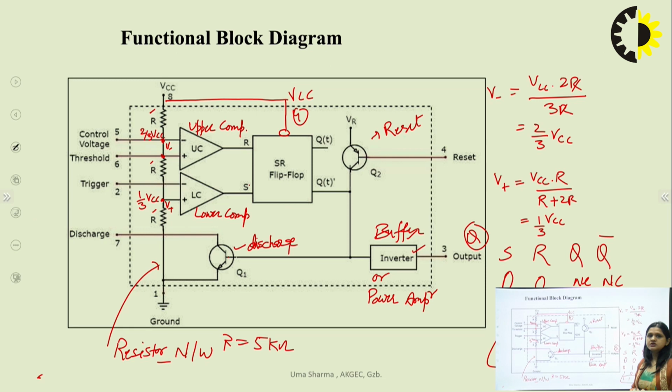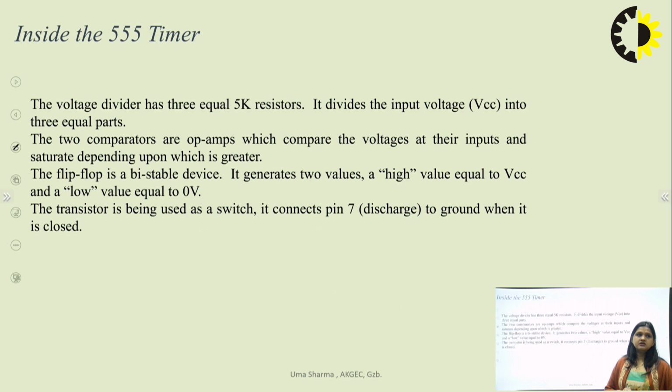So this is the simple construction of the 555 timer IC, and this is how the IC works. Now these are written inside the 555 timer IC. The components are three 5 kilo ohm resistors, one supply, one ground, two comparators, one flip-flop, and two transistors, one for discharge, the second one for reset.